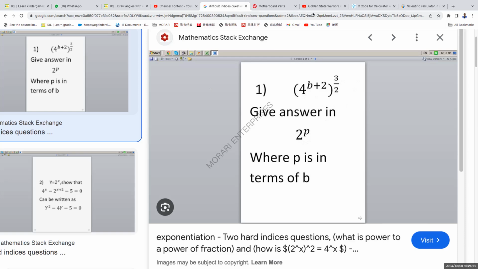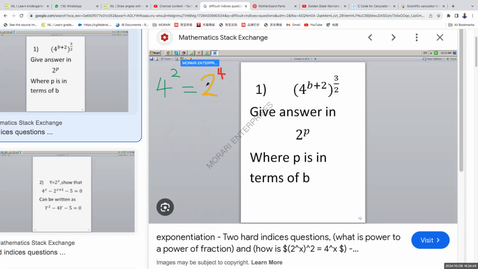All right. Now, if we have 4 squared, and I say express 4 squared as 2 to the power something, what will be the power of that 2? 2 to the power 4.